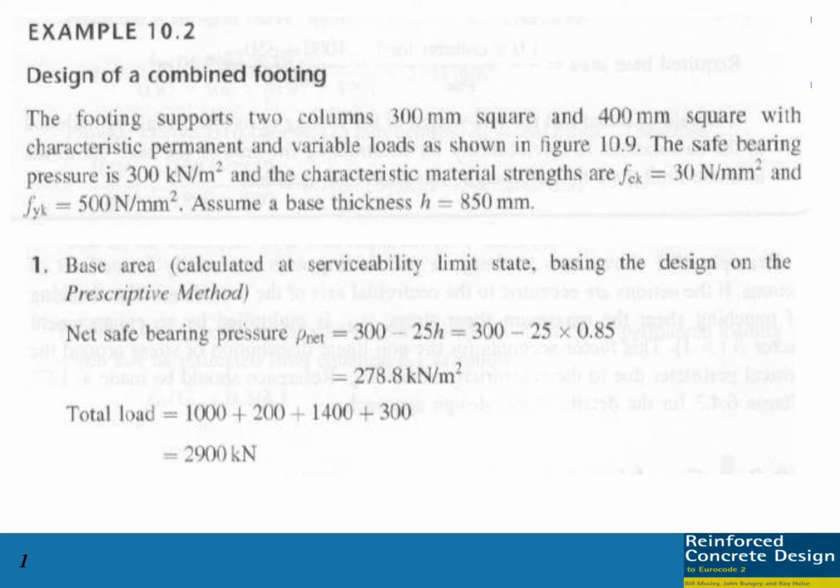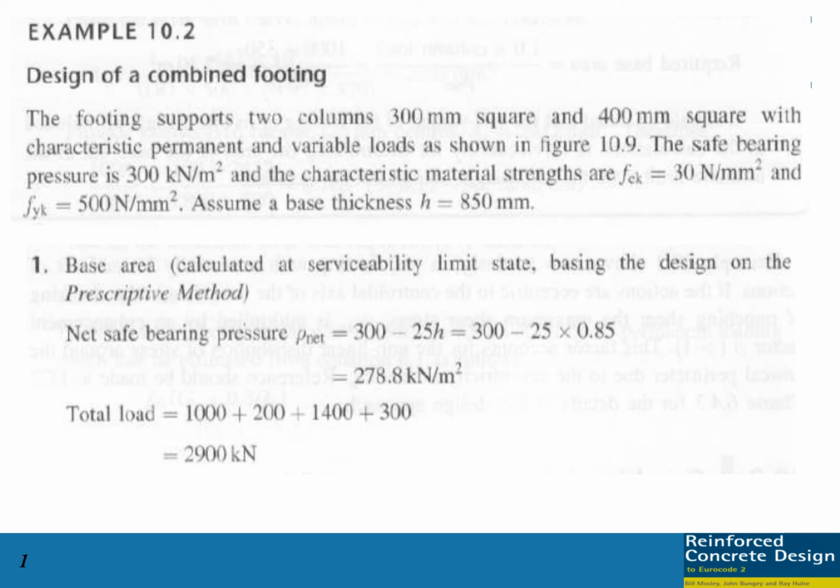Based on the prescriptive method, we need to determine the dimension of the footing based on the serviceability limit state. First we need to determine the net soil bearing pressure, meaning the soil bearing pressure minus the self-weight of the footing. So here you can see 300 kPa minus 25 multiplied by h, the thickness of the footing. So 300 minus 25 multiplied by 0.85. The net soil bearing pressure is 278.8 kilonewton per square meter.